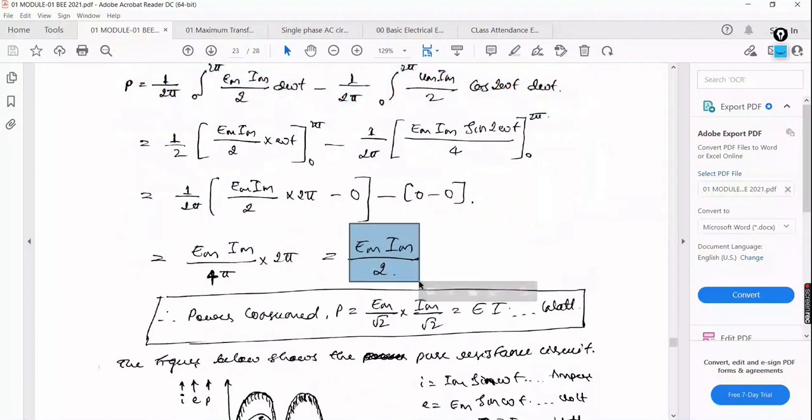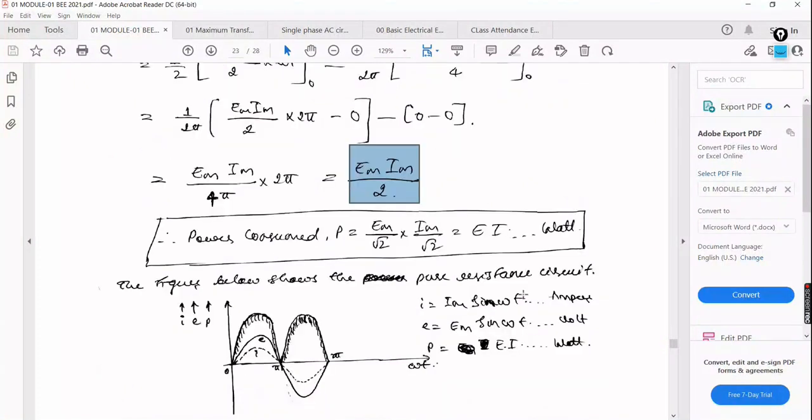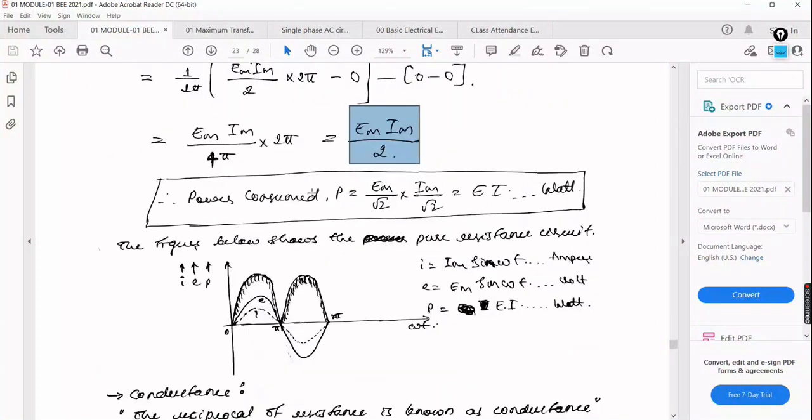You can take E or you can take V, not a problem. E is also voltage, V is also voltage. So EM divided by root 2 is what? The RMS value of the voltage. IM divided by root 2 is what? The RMS value of the current. So the power present in the network for a pure resistance is always positive. That is the product of the RMS value of the voltage and current.